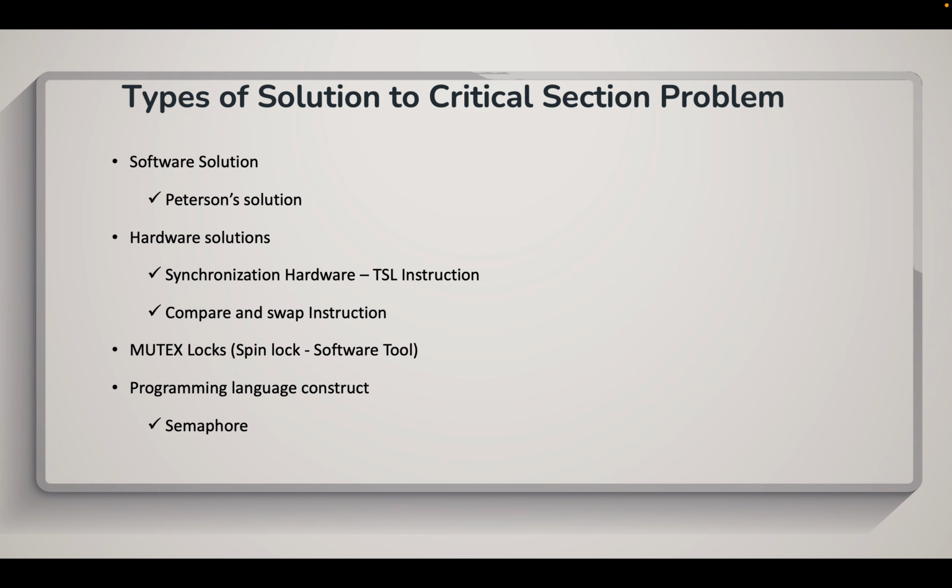Now we will discuss the types of solutions for the critical section problem. The synchronization problem, that is the critical section problem, can be solved by software, hardware, or programming. The software solution is Peterson's solution. The hardware solutions are test and set and compare and swap, and the programming solution is semaphore. We will be discussing all the solutions one by one.